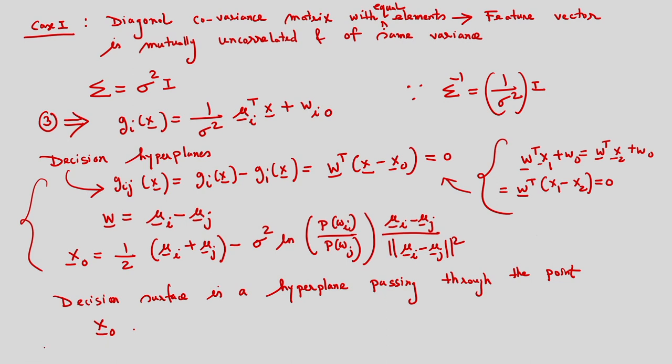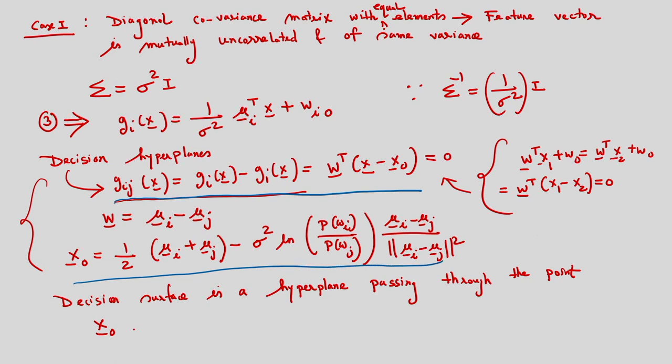So these two equations, one is the equation of the decision hyperplane. So maybe I can change my color of the ink. This is the equation for the decision hyperplane, and also we are considering the x naught. X naught is a point through which the hyperplane is passing. So these two equations are very important. One is the equation of the decision hyperplane, and another one is the x naught, that is the decision surface is a hyperplane passing through the point x naught. Okay, so now I want to determine what will be the decision boundary. So let us move to the next slide.